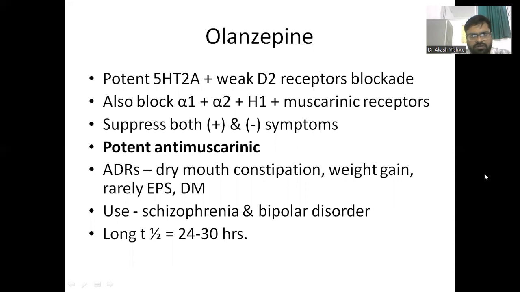Olanzapine, very much used these days. Potent 5-HT2A plus weak D2 receptor blockage. Also blocks alpha 1 and alpha 2, histamine H1 and muscarinic receptors. Suppresses both positive and negative symptoms. Potent anti-muscarinic drug. Adverse drug reactions are dry mouth, constipation, weight gain, rarely EPS, diabetes mellitus. Used in schizophrenia and bipolar disorders. It has a long T-half, 24 to 30 hours.